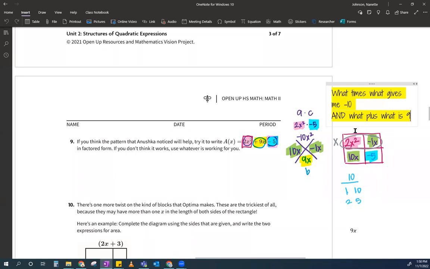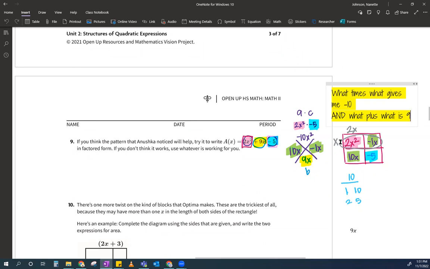So X times what gives me 2X squared? Very good. X times 2X. Oops, I'm in eraser mode. Let me do that again. Very good. X times 2X, right?